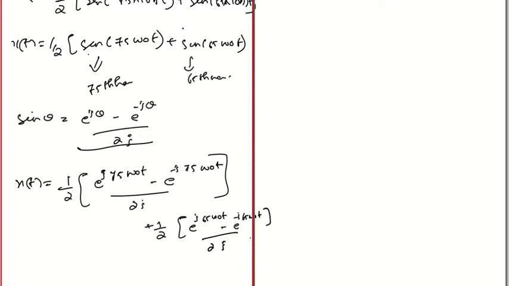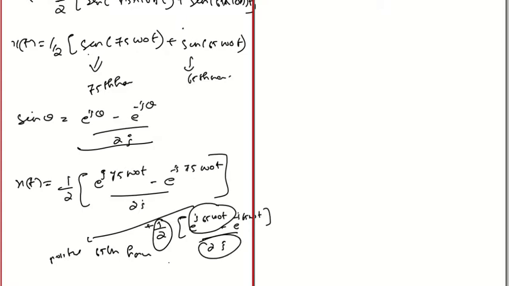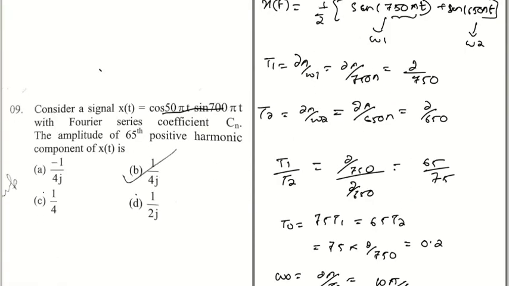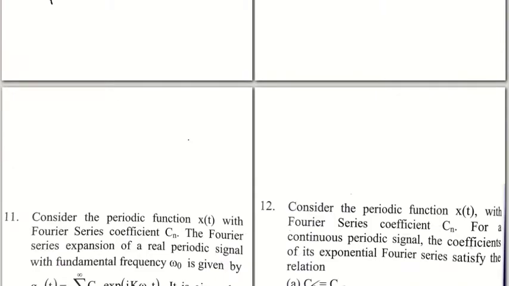So this is the positive 65th harmonic. So what is the coefficient? It is 1 by 2 into 1 by 2j, that is 1 by 4j. So the answer is 1 by 4j, option number B. Okay, now let's do the next question.